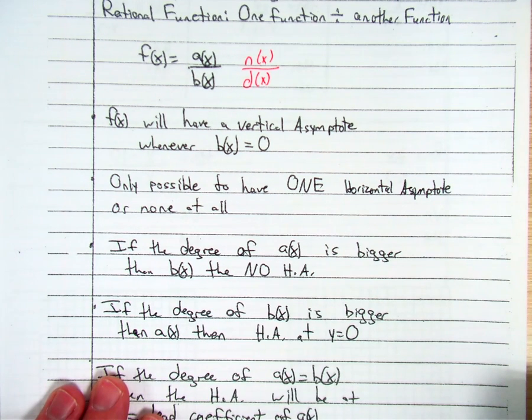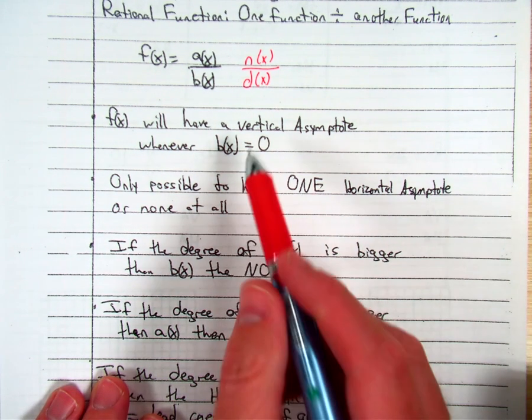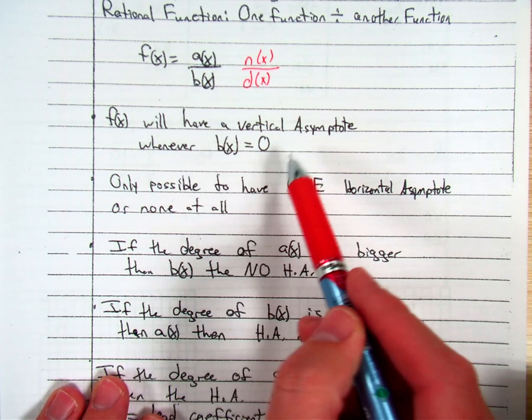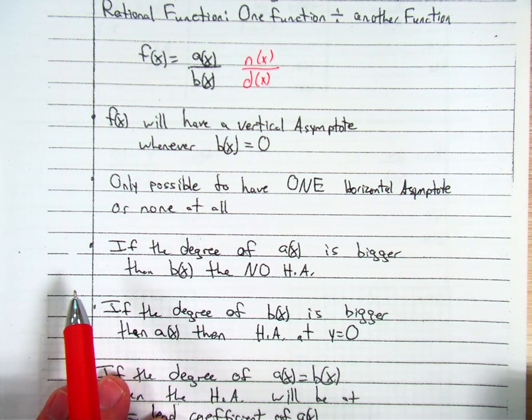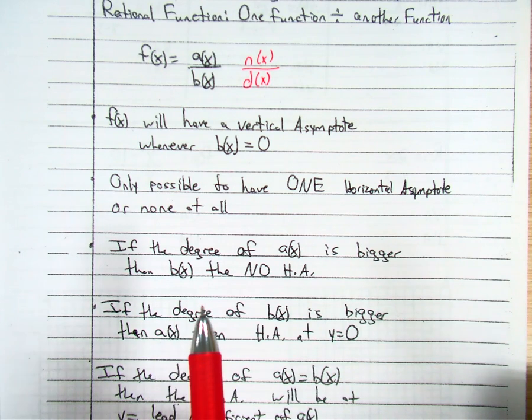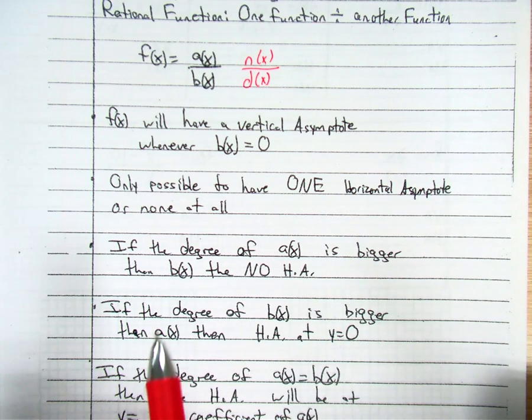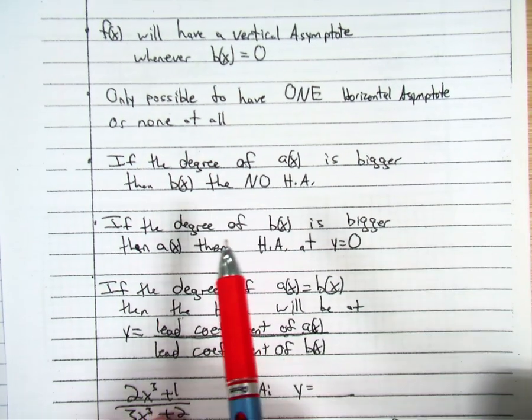F of x will have a vertical asymptote whenever b of x equals 0. We cannot have the denominator part equaling 0. And where that would equal 0, that's where we get our vertical asymptotes. It's only possible to have one horizontal asymptote or none at all. Pretty key point here coming up.